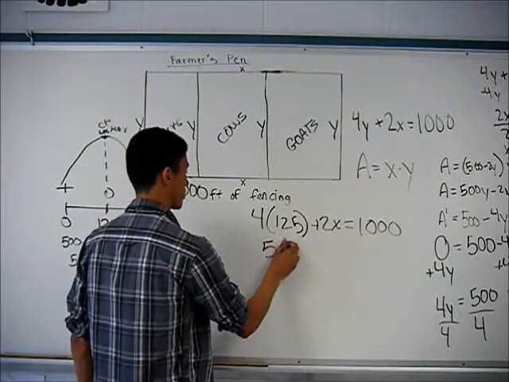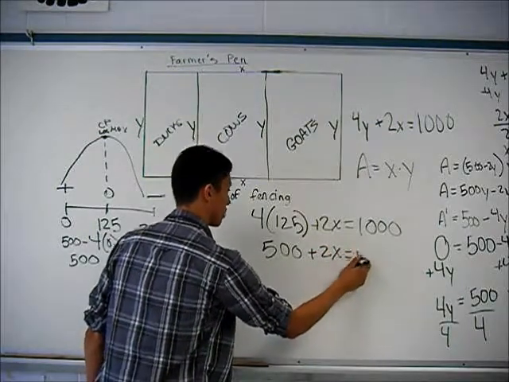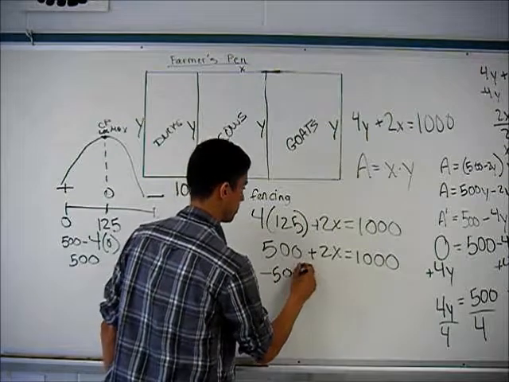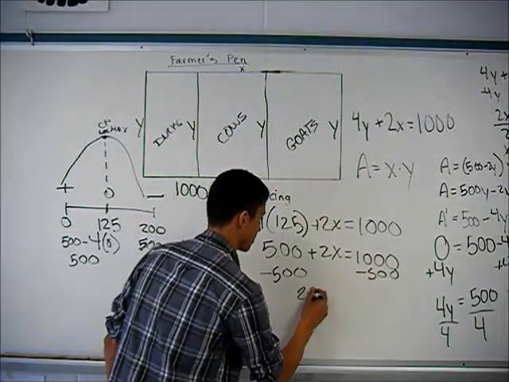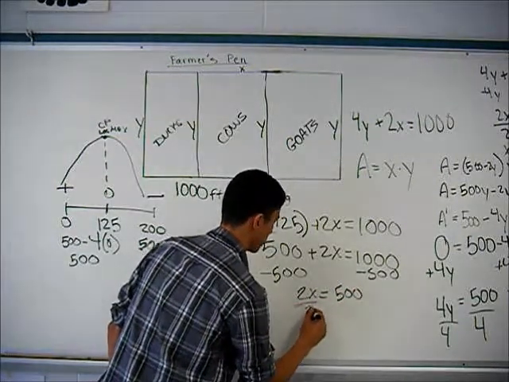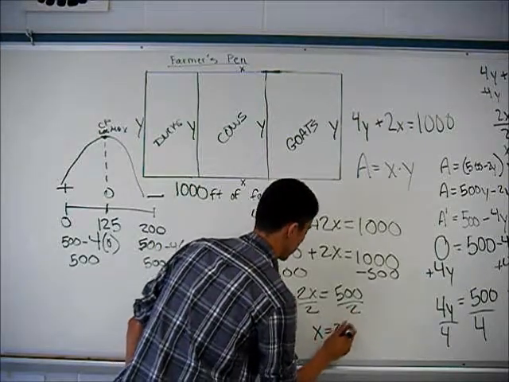This is obviously 500, math genius, you know. Plus 2x equals 1,000. Subtract 500. Some difficult math right here. Don't get lost with me. 2x equals 500. Divide by 2 on both sides. And you got x equaling 250.